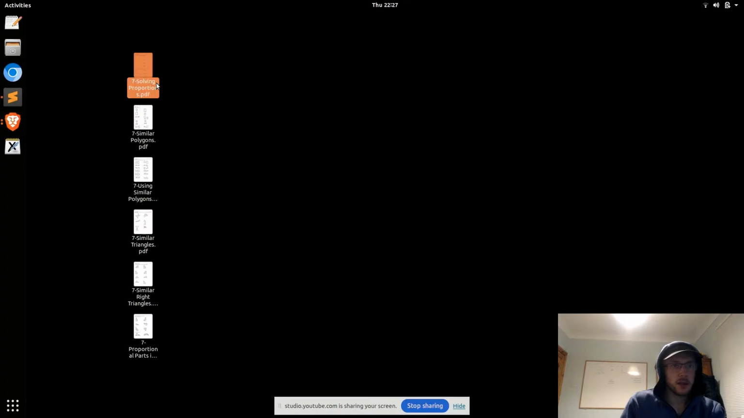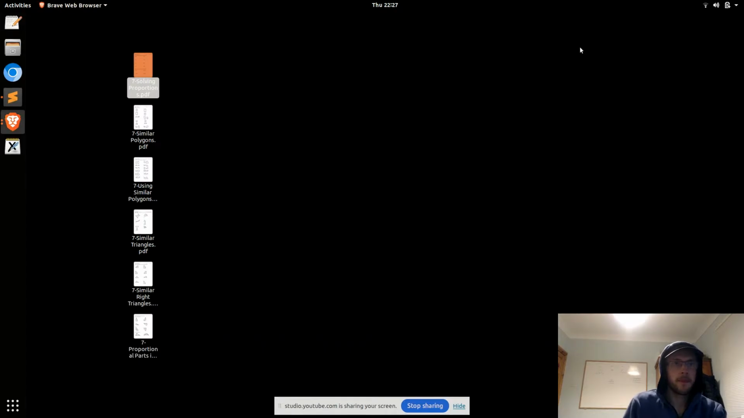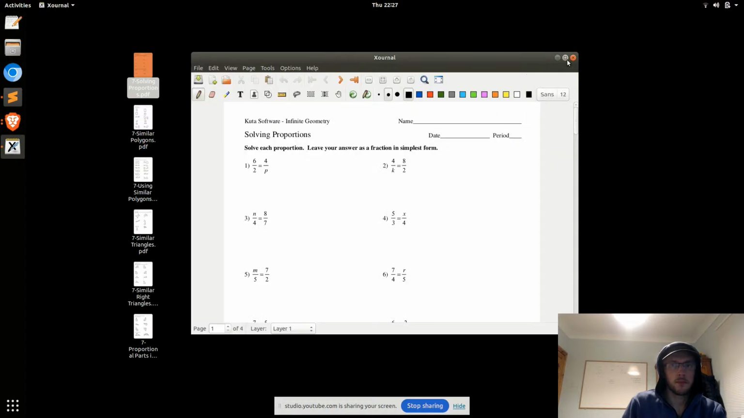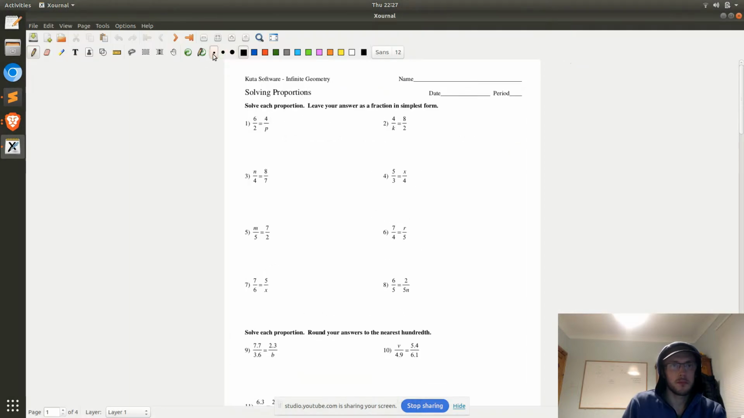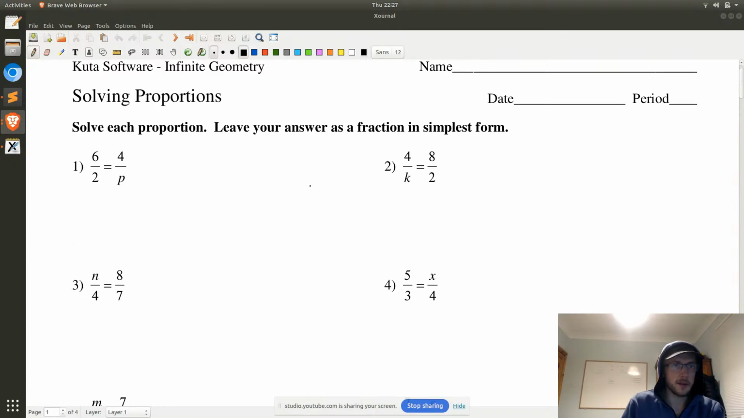Commencing with solving proportions. And so we begin. Solve each proportion, leaving your answer as a fraction in its simplest form.